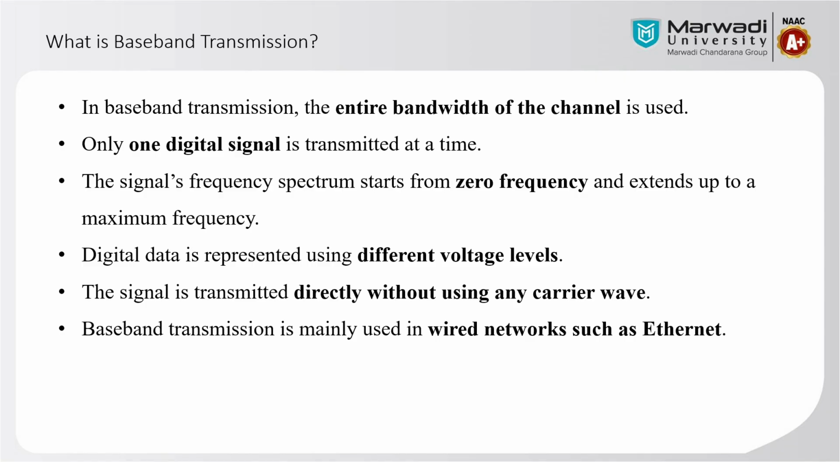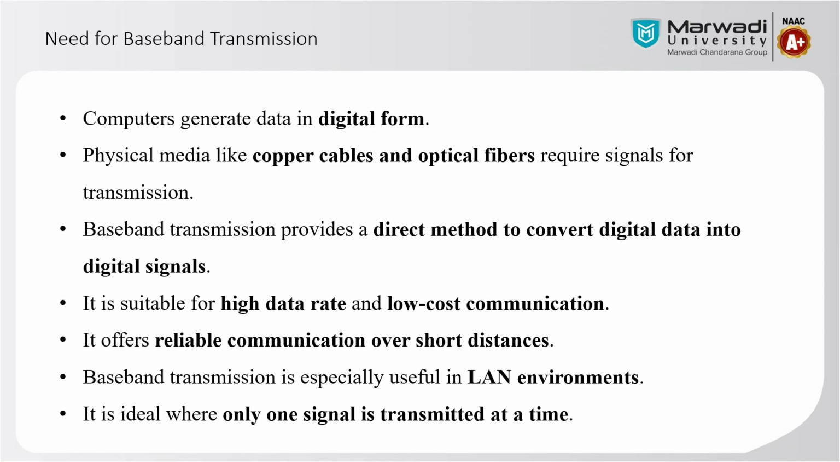Digital data is represented using different voltage levels on the transmission medium. Unlike other techniques, baseband transmission does not use any carrier wave. Because of this, the signal is transmitted directly, which reduces system complexity. This technique is mainly used in wired networks like Ethernet. Next, need for baseband transmission.